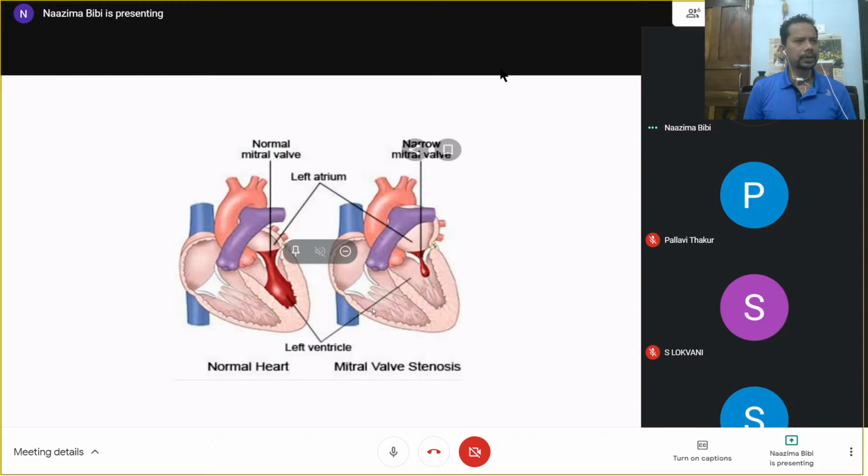What else can you see on ECG in these patients? Features of left ventricular hypertrophy, right ventricular hypertrophy. Okay, chalo. Something more important than that. This patient has atrial fibrillation. Very good, the rhythm. Atrial fibrillation.